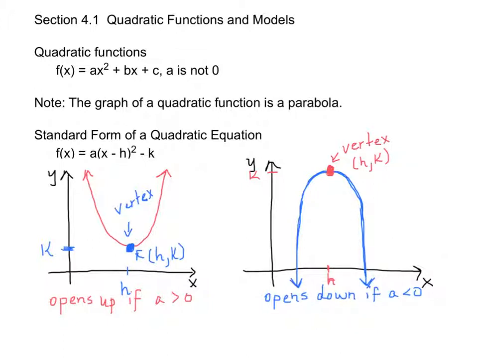The vertex will be the lowest or highest point on the graph. So if the graph opens up, the vertex is at the lowest point. If the graph opens down, then the vertex is at the highest point.